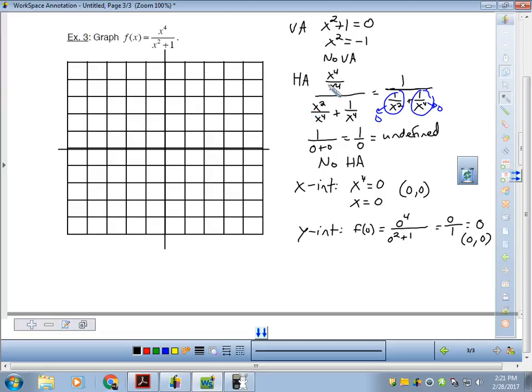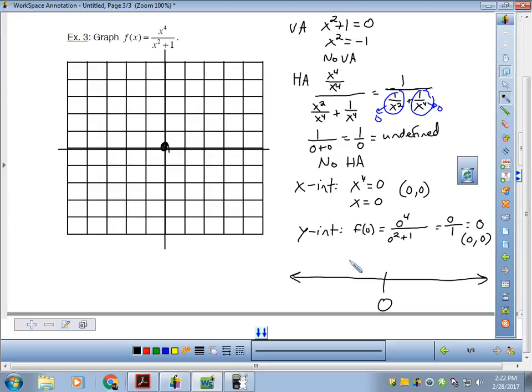Okay. So now it's time to plot. We have no vertical asymptote, no horizontal asymptote, and all we have is an x and y intercept at the origin. So right here at the origin we have a point. So now what we want to do is our little sign analysis. This time there's only one number I can put on there. The only number I can put on there is 0, because there's only one x-intercept and there's nothing else.